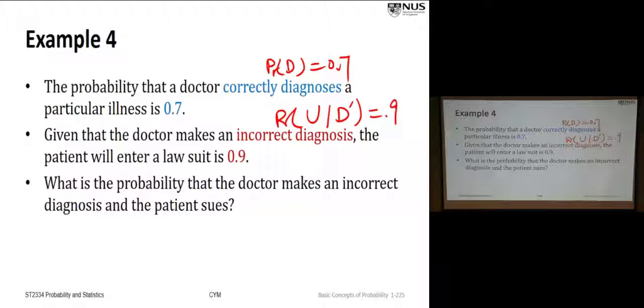So you must be able to identify the events in the question. Here there are two. One is whether the diagnosis is correct or not. The other one is being sued or not. But we are not given the probability of being sued. Instead, we are given that if incorrectly diagnosed, then the chance of entering a lawsuit will be equal to 0.9. Then we are asked, what's the chance that the doctor makes an incorrect diagnosis and the patient sues? So in other words, we are asked to find this probability.